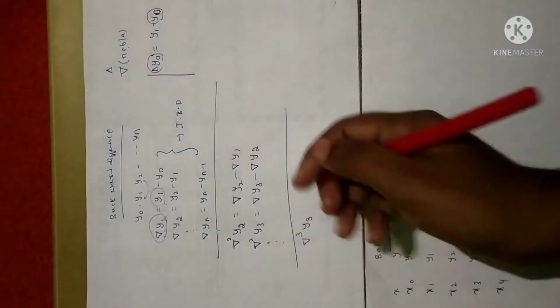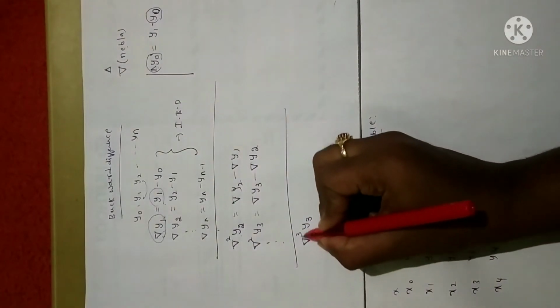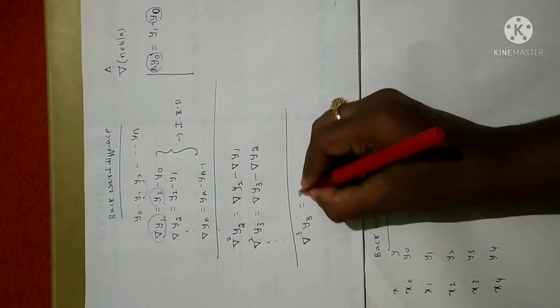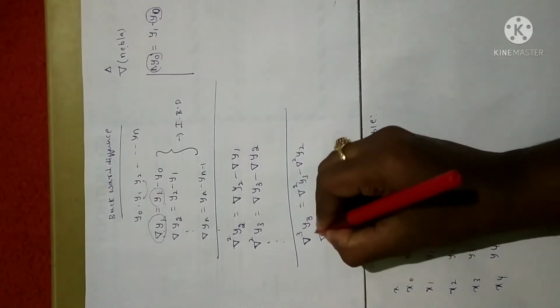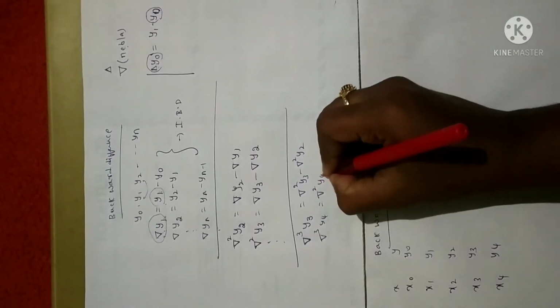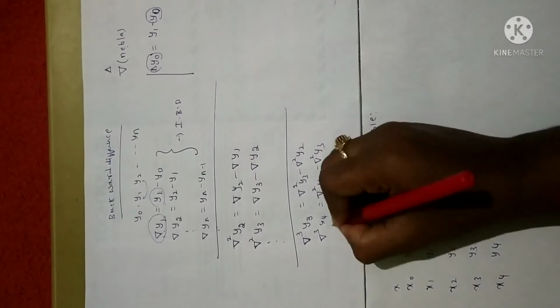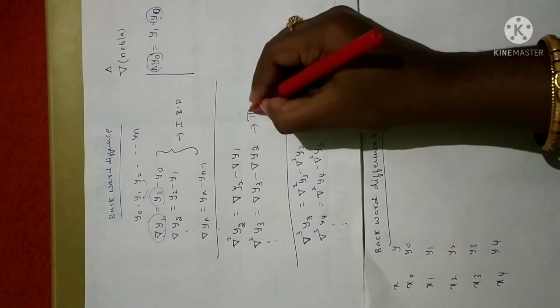So it will continue. The third backward difference will be delta cube, that is reverse delta cube or nabla cube y3, which will be equal to nabla square y3 minus nabla square y2. Similarly, nabla cube y4 will be equal to reverse delta square y4 minus reverse delta square y3, and this will continue. So this will be the third backward difference and this is the second backward difference.